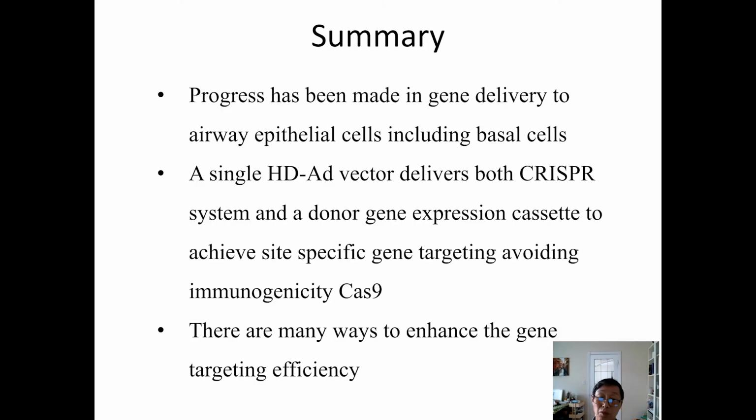In summary, we made progress in gene delivery to airway epithelial cells, including basal cells. We also made progress in the CRISPR and donor DNA. And also, there are ways to improve the gene integration efficiency.